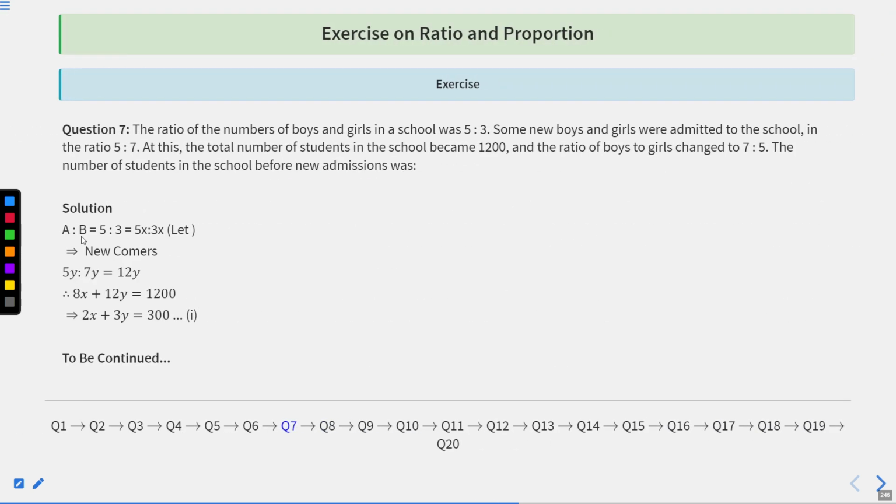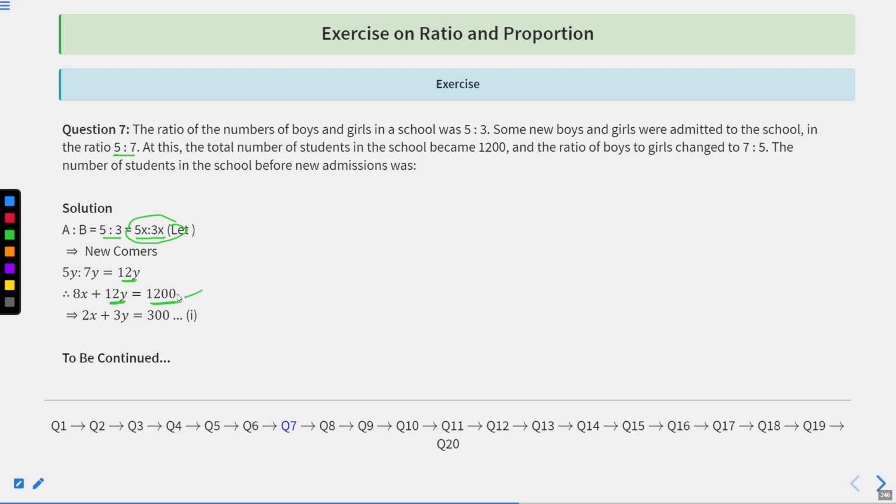So the solution: say A is to B is equal to 5:3, that is given to us. So let us suppose 5x is to 3x to be the precise number of boys and girls. For the newcomers, the ratio became 5:7, so let it be 5y is to 7y. So the total will be 12y. Therefore 8x from here plus 12y, the total students became 1200.